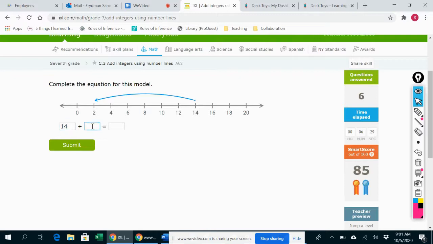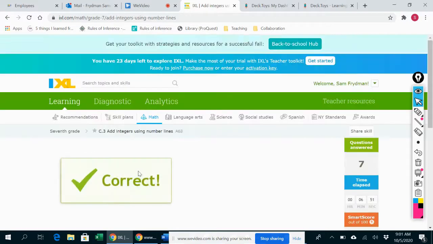So this would be, I'm starting at 14, and then what would I need to add in order to get to 2? Well, I'm going to the left here, so I must be adding a negative number. And I must have gone down by 12 in order to get from 14 to 2. Okay? So 14 plus -12 is equal to 2.